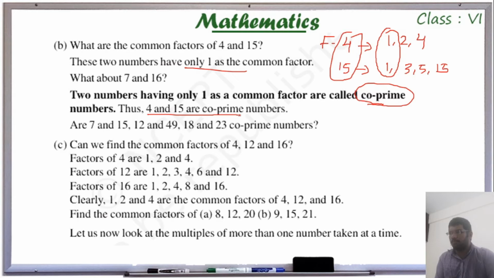Also do this as homework. Check whether 7 and 15, 12 and 49, 18 and 23 are coprime or not. You have to do it as homework. So this is the second homework for you.